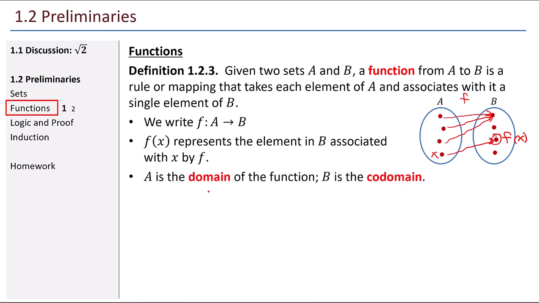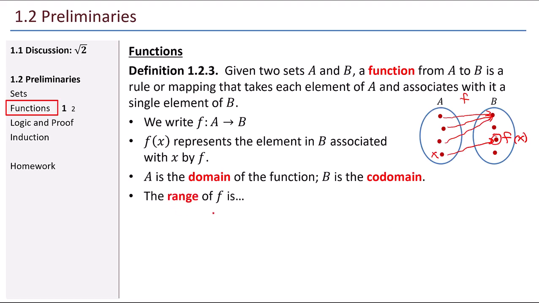A is the domain of the function, B is the codomain. The domain of the function is the set of all elements that get mapped onto something. Right? So it's important to see what I'm getting at here is that every element in A is the tail of an arrow. Nothing in A is omitted. Everything in A gets mapped somewhere.